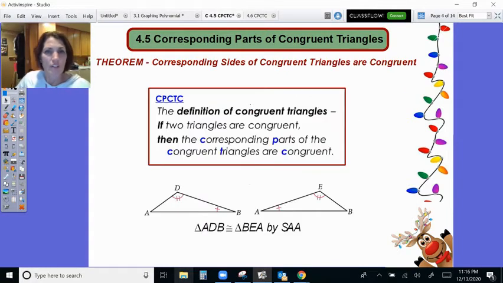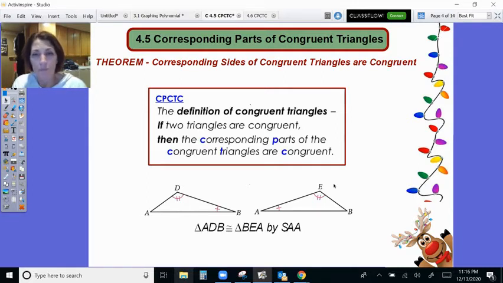Okay, so moving on, you need to know, this is our theorem for this chapter, called CPCTC. Corresponding parts of congruent triangles are also congruent. This basically says, once I prove two triangles are congruent, that means that every other single part in the triangle are also congruent. Makes sense, right?